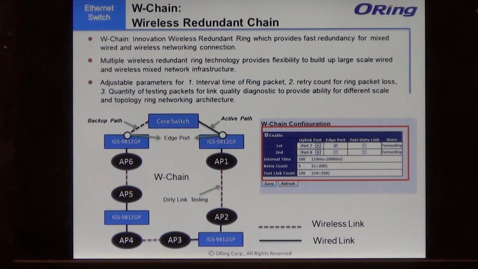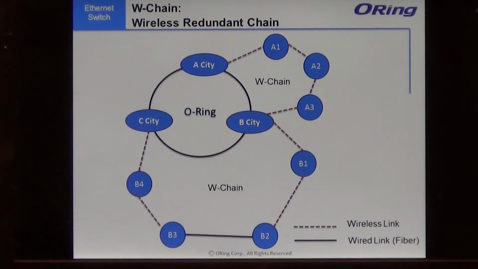W-chain is our new technology and unique redundancy protocol. In the past, in order to form a redundancy ring, all devices in this structure had to be using wired connections. But with W-chain, the new technology which Orange invented, we can put wireless APs in between different switches and still work as a redundancy ring. This is a more complicated structure of a W-chain.